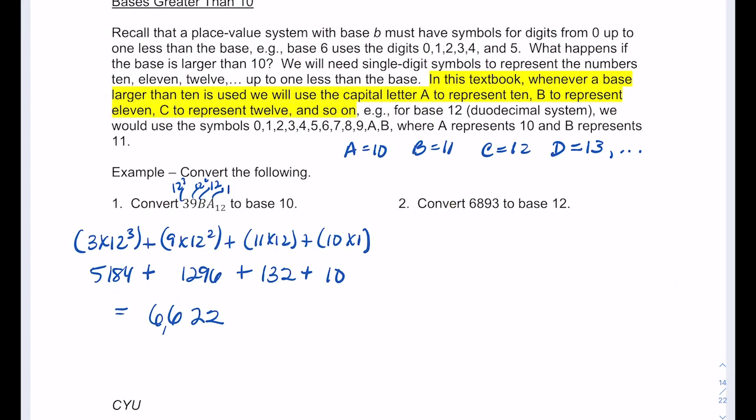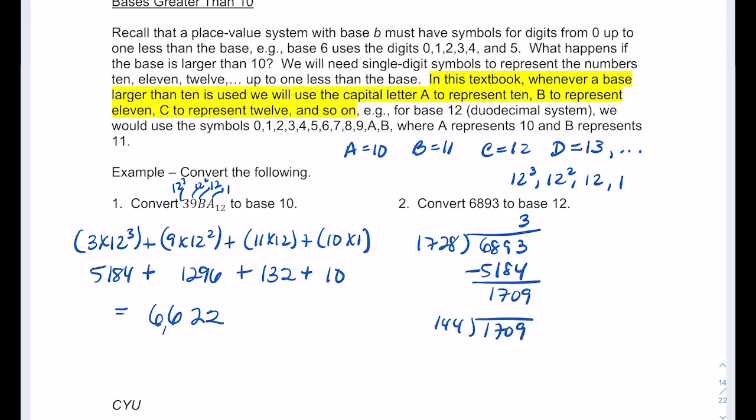1728 into 6,893. And we said it goes in three times. 3 × 1728 gives me 5184. And when I subtract that, I get 1709. That's my remainder. So I've got three groups of 12 to the third with 1,709 units remaining. Since I started with 12 to the third, the next one I want to try is 12 squared and then 12. So 12 squared, which is 144, can definitely go into 1709.